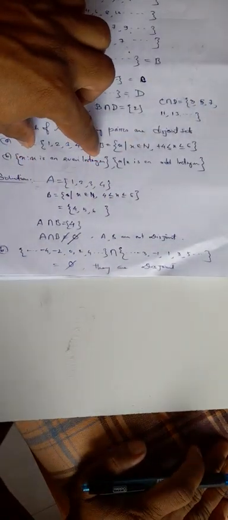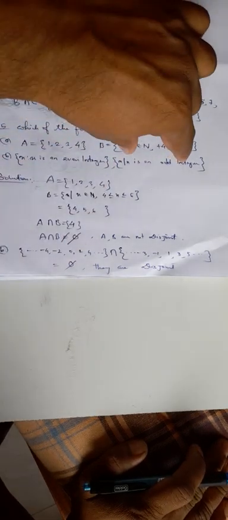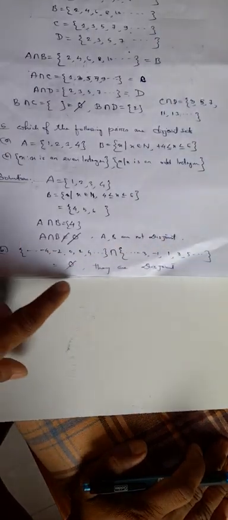If you find the elements of this set in roster form, these are the elements, and the elements of this set in roster form, tabular form, this. Now there is no common element between them, so they are disjoint sets.